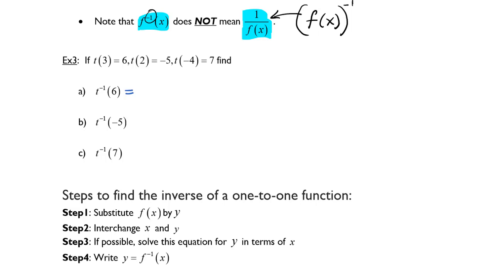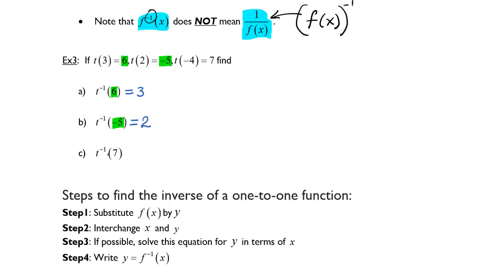T inverse of 6 means that we're looking for what T inverse of 6 equals, so we have to look at what T of something gives us 6. And we can see that T of 3 gives us 6, which means that the inverse of that is 3. Remember, we're swapping the x's and y's, so now we're looking for T inverse of negative 5. That means we're looking at any rules that give us an output of negative 5, which means that we have T inverse of negative 5 equal to 2.